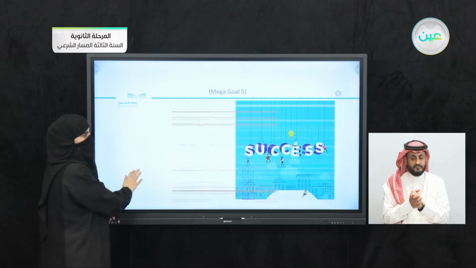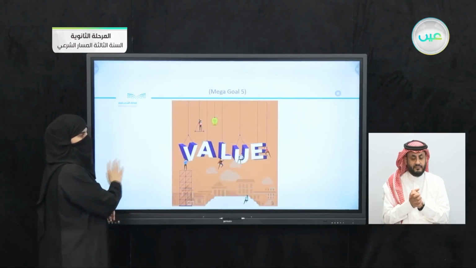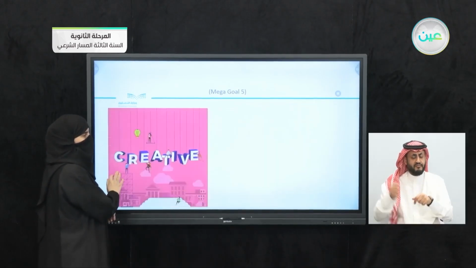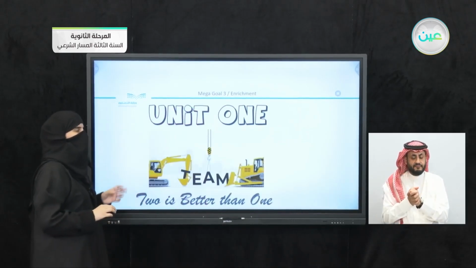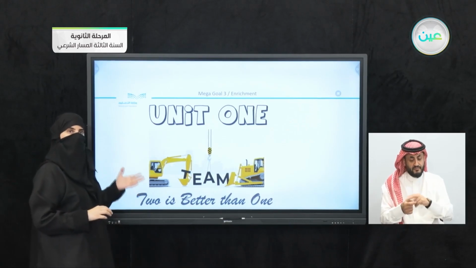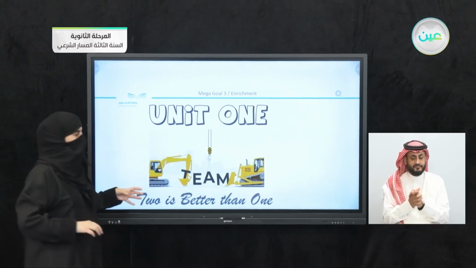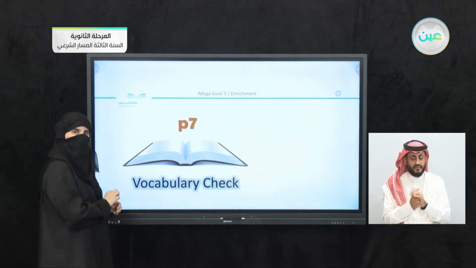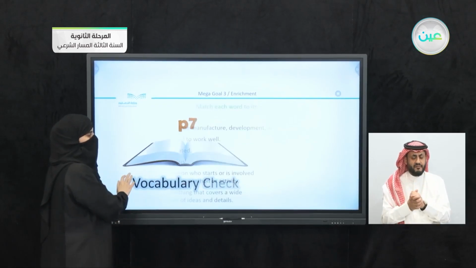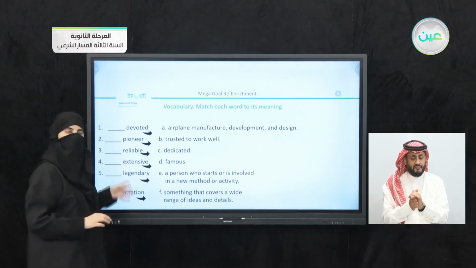We are going to connect our vocabulary with these words: we have success, we have value, and we have to be creative. Now we are going to go back again to our unit, which is Unit 1. We have Two Is Better Than One, where we had the vocabulary check. On page number 7, if you recall, we had the words.